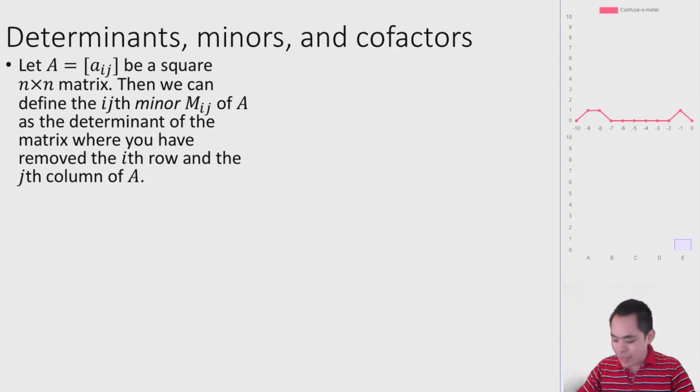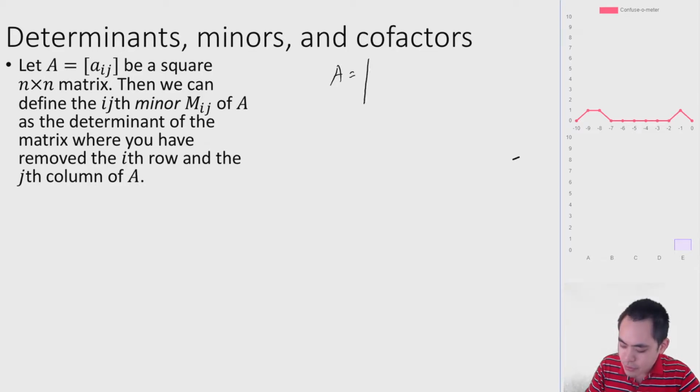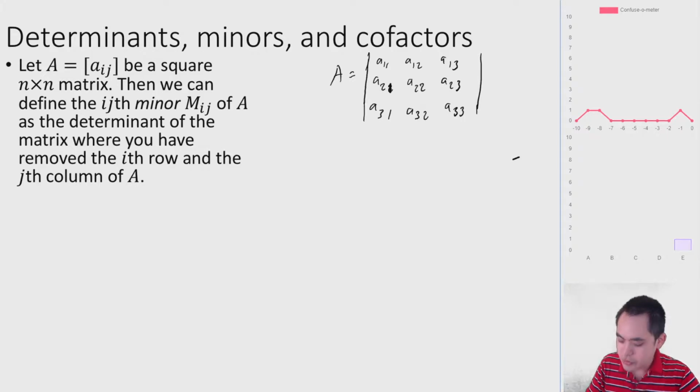So if we have some matrix A, which is a square matrix, let me give you this in the 3-by-3 case, just as an example. I'm going to label the coefficients A11, A12, A13, A21, A22, A23, A31, A32, A33. That's pretty standard notation for the different entries of a square matrix. This is a matrix, not a determinant yet.